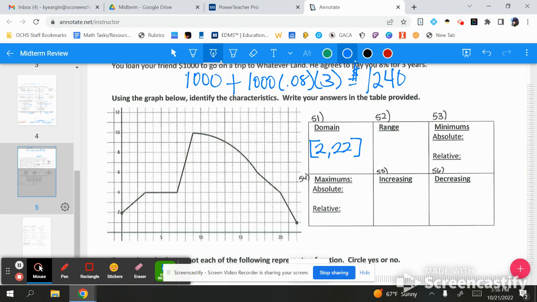For our range, we're looking at the height of the graph, so we say our lowest y value covered is 1, and there is a point there, so it gets a bracket, and the highest y value that is covered is 10, and there is a point there, so it gets a bracket.